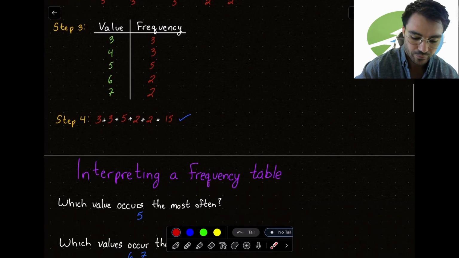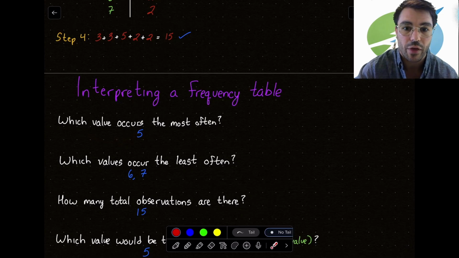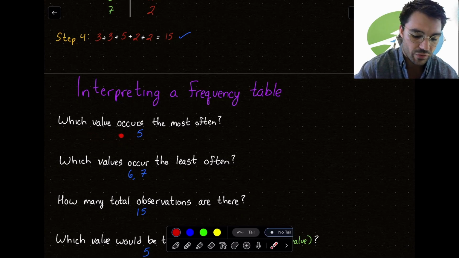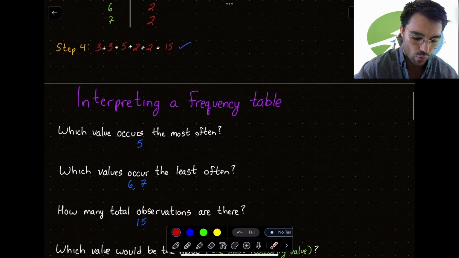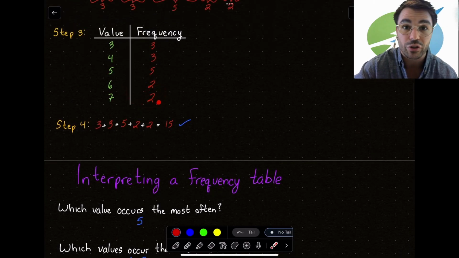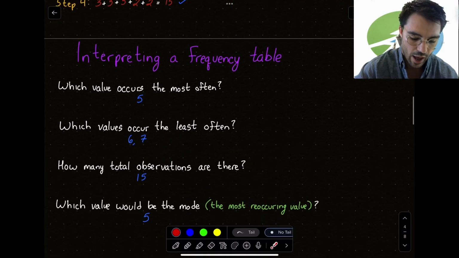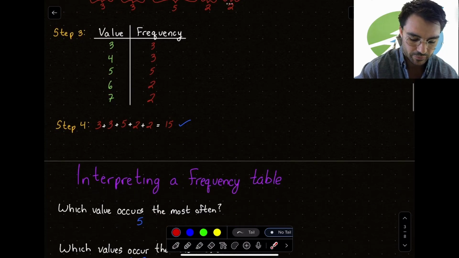Easy peasy. All right, so how do we read this thing? How do we interpret it? So some questions you'll typically see with a frequency table. Which value occurs the most often? We could see 5 occurs the most often. Which values occur the least often? 6 and 7, both of those occur only twice. How many total observations are there? We counted that up. We have 15 total observations.